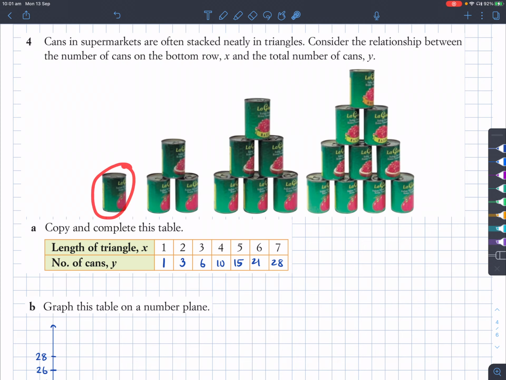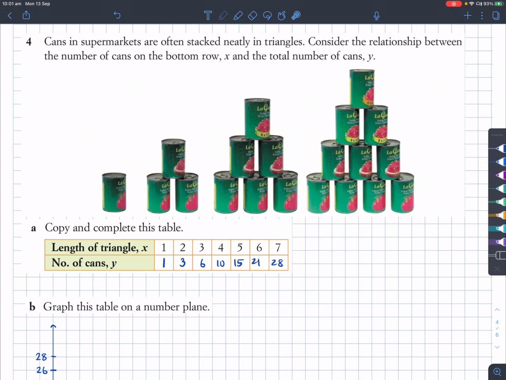So in the first one, we have 1 can in the bottom row. There's 1 can only. We have 2 cans in the bottom row. There are 3 cans, which is this. We have 3 cans in the bottom row. There are 6 cans altogether. And when you have 4 cans in the bottom row, if you just count each of them individually, 1, 2, 3, 4, 5, 6, 7, 8, 9, 10, there are 10 of them.